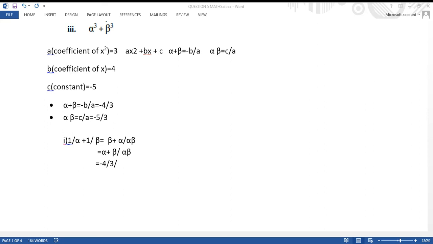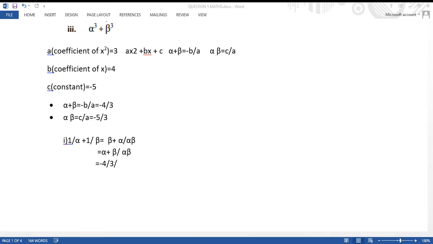Okay, that's when you can substitute, right? Because if you just leave it like this and then you substitute, you might lose a mark, because the identity is saying alpha plus beta, not beta plus alpha, right? So you show that you've rearranged it. What was our alpha plus beta? Negative 4 over 3, and alpha times beta is negative 5 over 3.